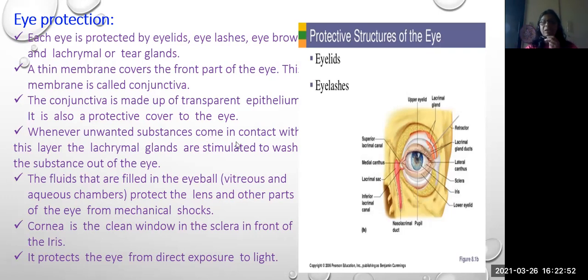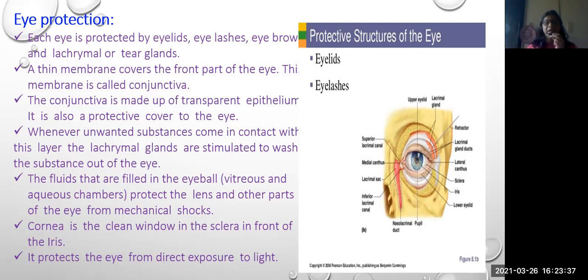Whenever unwanted substances come in contact with this layer, such as dust particles or germs when you are walking on the road, unwanted materials will enter the eye. Then the lacrimal glands are stimulated and tears are produced, and through the tears the substances are washed off. I think you have experienced this. When dust particles enter, immediately the tears will start, and the tears will wash off whatever materials are inside the eye.